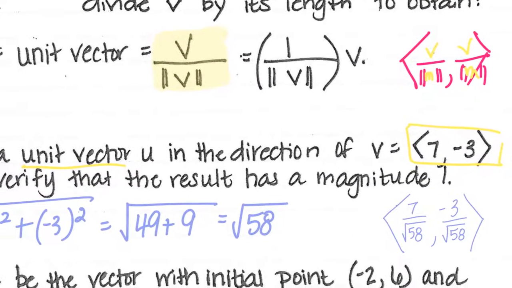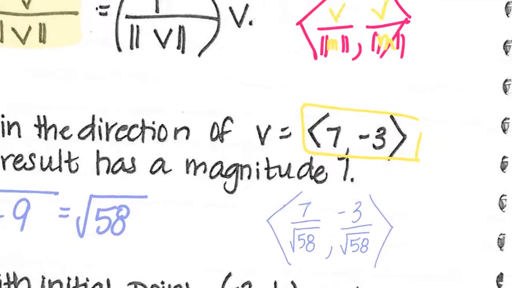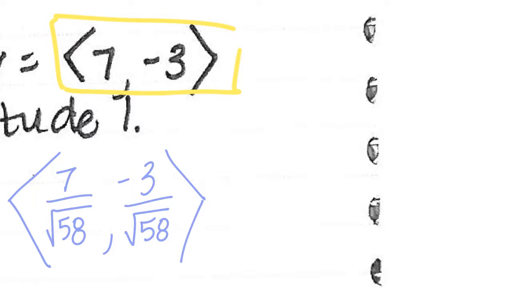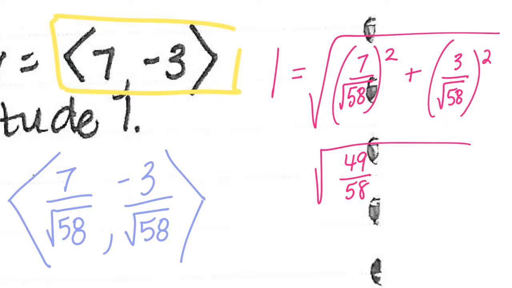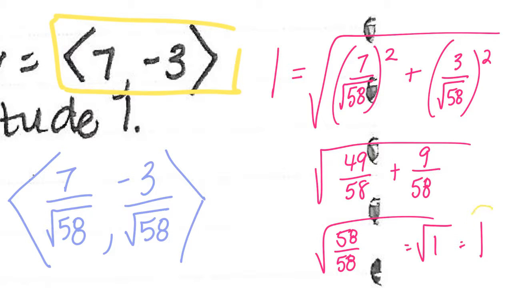Now, the last part of this question says, verify that the result has a magnitude of 1. What that means is if I take this result and put it into the magnitude, or what we know as the distance formula, we need to show that 1 is equal to 7 over the square root of 58 squared plus -3 over the square root of 58 squared. We end up getting 49 over 58 plus 9 over 58, which is 58 over 58, which is equal to the square root of 1, which does equal 1. You probably won't see many questions asking you to verify that the magnitude is 1, but remember the magnitude is just the distance formula like we did.